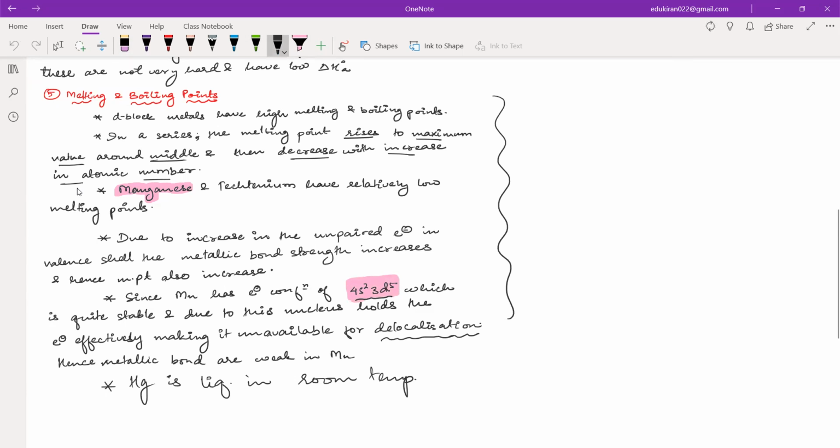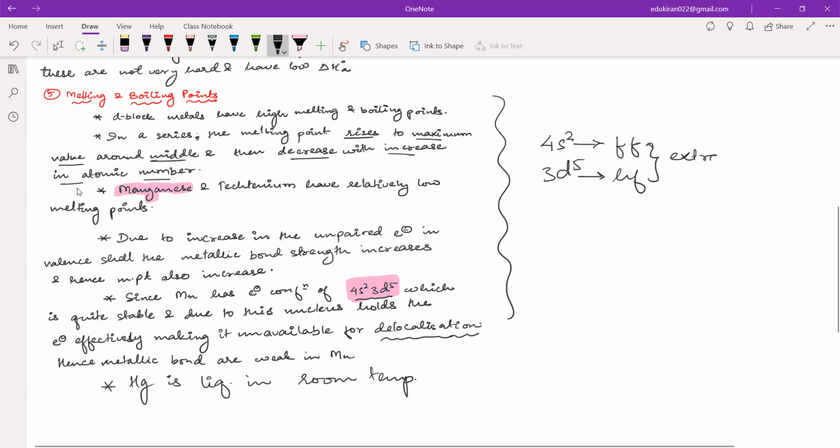Electronic configuration 4s2, is it fully filled or half filled? Tell me. 4s2 is fully filled. 3d5 is half filled. So both of these configurations have extra stability, right? Okay. Now, when these are extra stable, what does that mean?